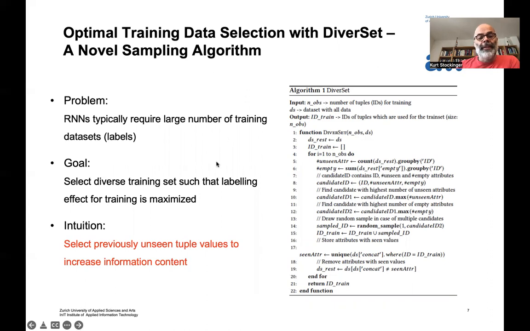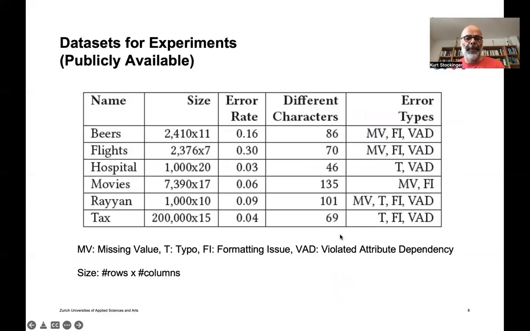The problem, as I said previously, with recurrent neural networks is that they typically require a large amount of training data, but we want to define an algorithm that selects those records and labels them afterwards that have the maximum amount of impact for the training. The intuition is we select tuple values that we have previously not seen because they increase the information content, and the higher the information content, the better we can learn using a machine learning approach. The algorithm is described here. You can look it up in the paper.